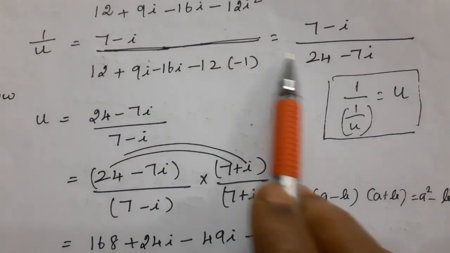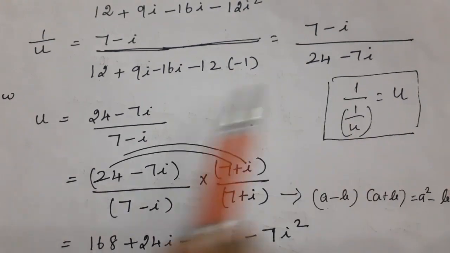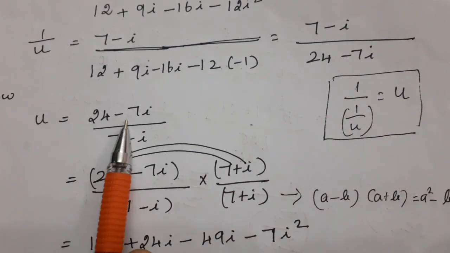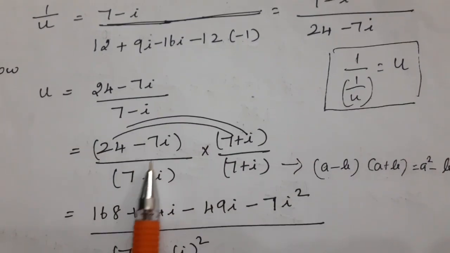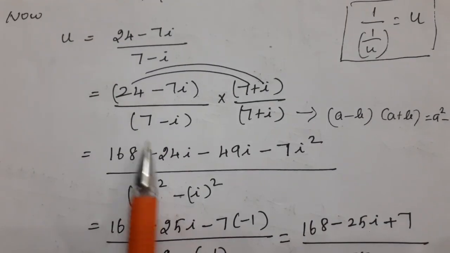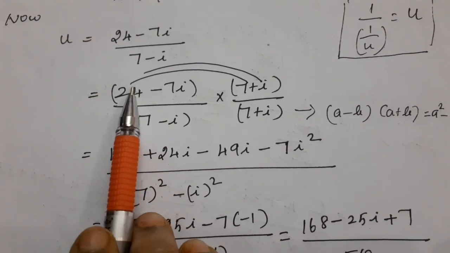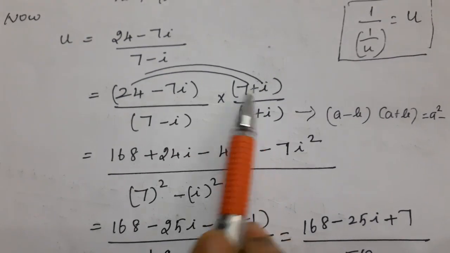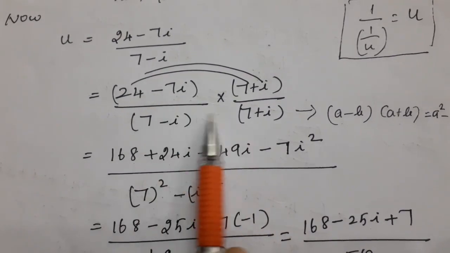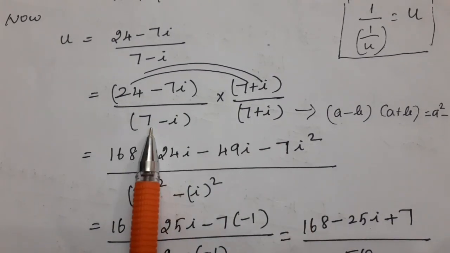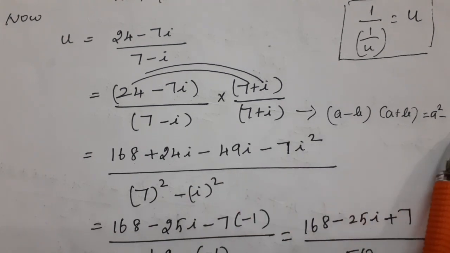So 1 by u is 7 minus i by 24 minus 7i. u is just its reciprocal, 24 minus 7i by 7 minus i. So multiply and divide by its conjugate. Afterwards, it is ordinary calculation for you. Just 24 into 7, 24 into i. Similarly, minus 7 into 7, minus 7i into i. The denominator is a minus b into a plus b, which is a square minus b square.